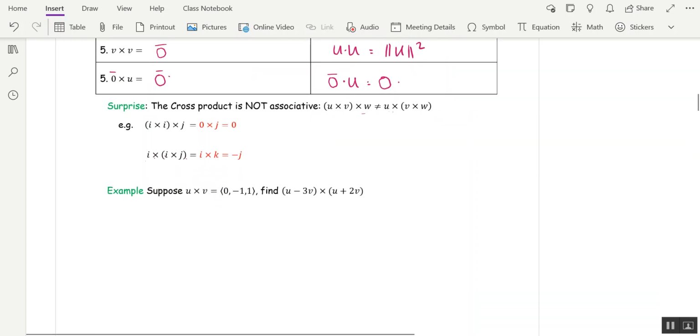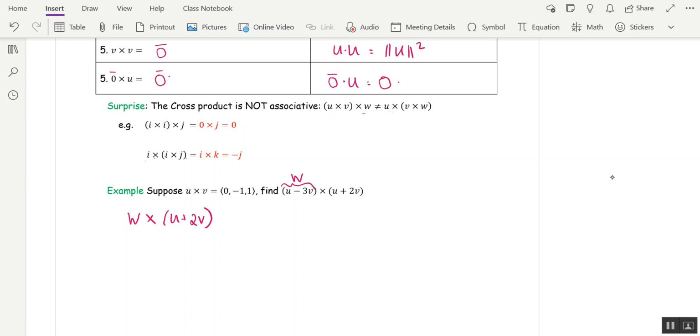Okay, so here's an example. Suppose u cross v is this vector. Find this big long vector here. So this is going to take a little while, so hang on. I'm going to go fast. You can always slow down the recording. Let's call this W. What I want is W cross u plus 2v.